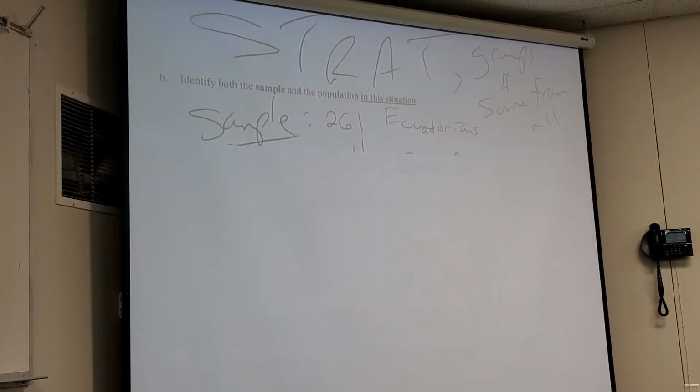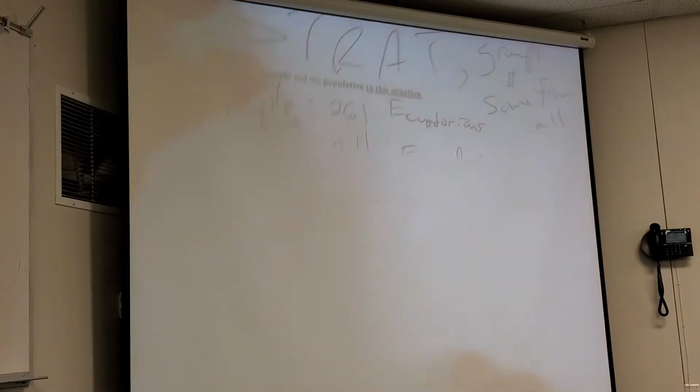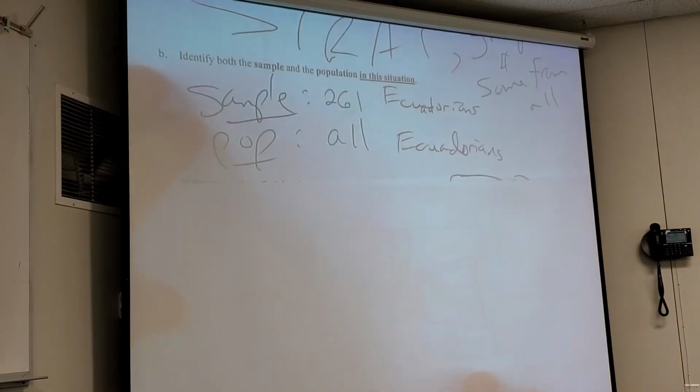You with me? If my sample was 87 people from Wyoming that like to butter their toast, what was my population? All people from Wyoming that like to butter their toast, right? That's the connection. Sample and population sound exactly the same. But one's talking about the population, the whole group, and the other one's talking about a subgroup. So that's all Ecuadorians for the population.